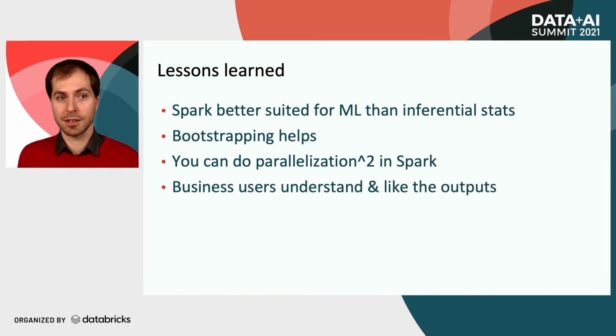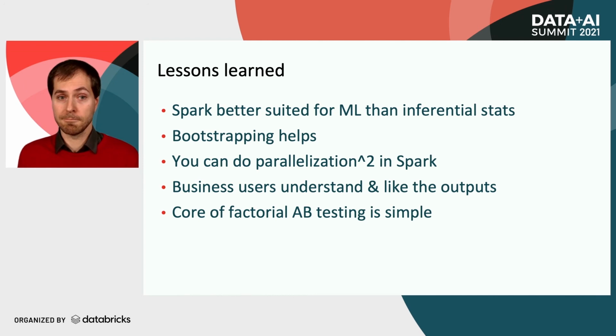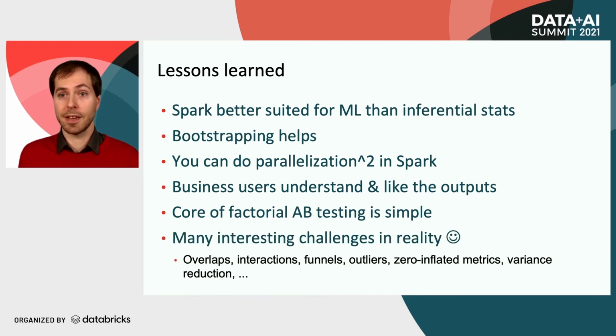Then I learned that shifting from p-values to these distributions really was a good idea, because the business users really love the outputs. They say that's one of the best advantages of our solution for them. They know with what probability it will help, and how much. Then the core of factorial A/B testing is quite simple. It's just simple orthogonal factorial design and simple inferential statistics. But there are many interesting challenges in reality.